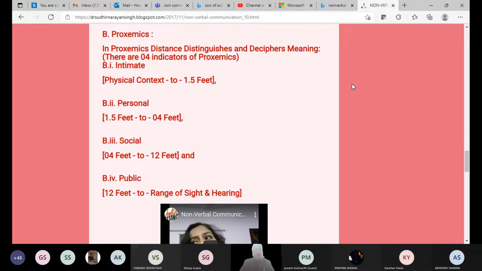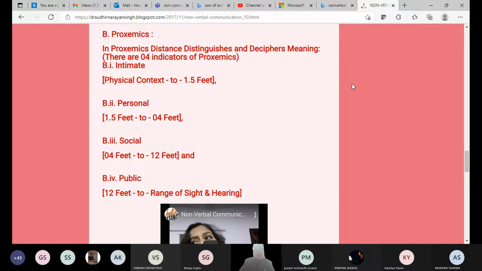Similarly, you go to the social zone. Normally in the COVID-19 scenario, the most frequently used terminology is social distancing. What does social distancing stand for? It means the distance from 4 feet to 12 feet. From here it came into existence that दो गज दूरी रखनी बहुत जरूरी. So that is the third zone of proxemics. First is intimate, second is the personal zone, and the third is social distancing or the social zone.